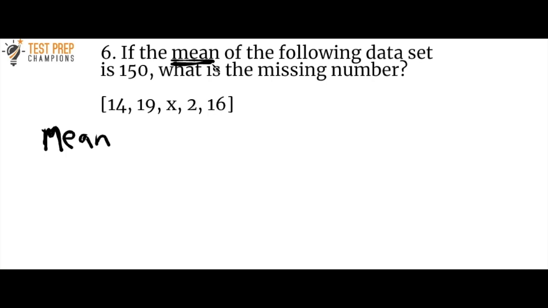Whenever you get a question on mean, median, mode, and range, you'll know that mean just means the average. In this case, it says if the mean of the following data set is 150, what's the missing number? We should right away think, hey, mean means the average. So we would just find the mean the same way that we find the average because they're the same thing. The way you find the average is you take all the numbers in a number set and you add them up and you divide by the total number of numbers in that data set.